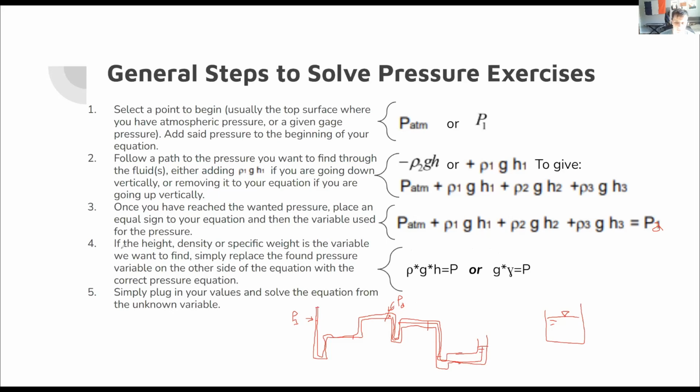If instead you were given, like we saw, specific weight, remember to use this equation instead, which is a lot simpler. And wait, that's not the right equation. I forgot to correct that. That should be H, not G. So the height times the specific weight will give you pressure, because specific weight is just density times G, just like we saw before.